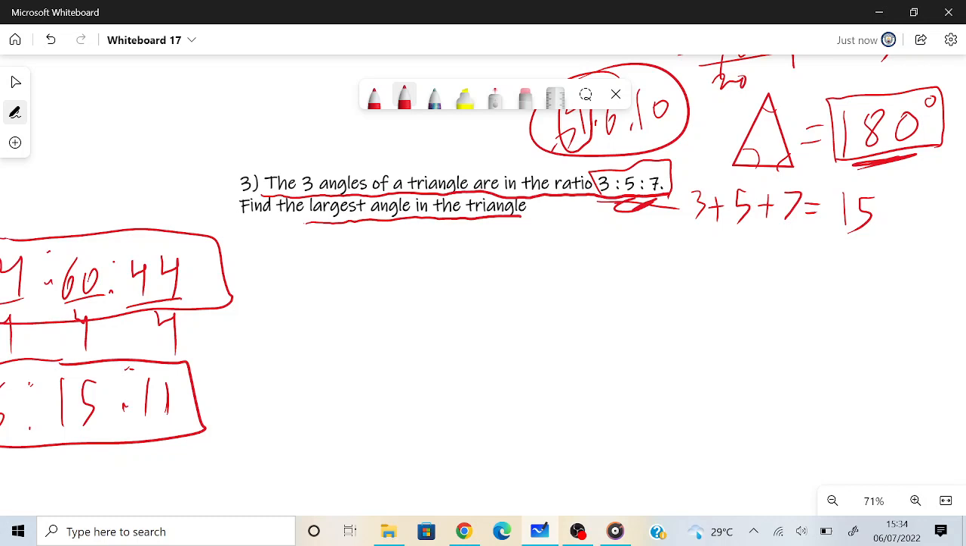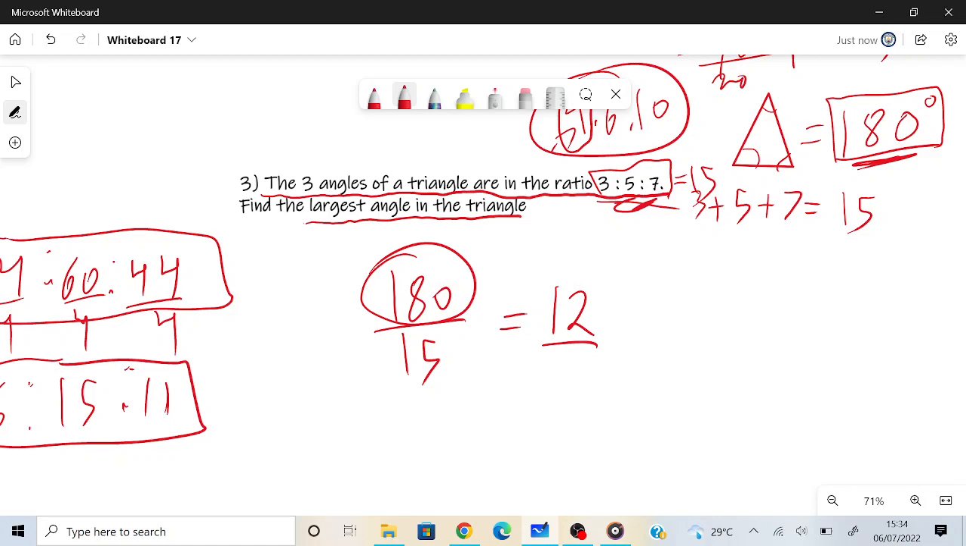It's angles, and we know that it all adds up to 180. So 15, and we know that all this is 15. So 180 divided by 15. This is the first step you should do. So whatever everything is equal to, divided by the sum of all the ratio, 3 plus 5 plus 7, that's 15. And 180 divided by 15 is 12.